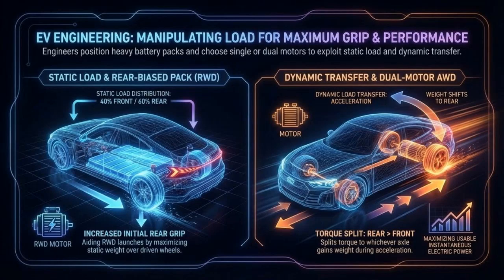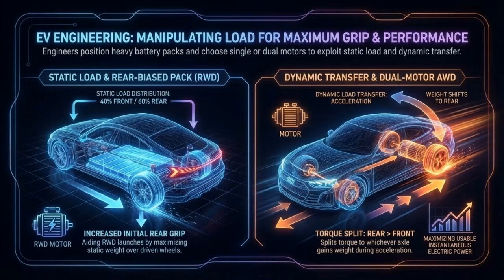Engineers carefully place the heavy battery pack and choose between single motor or dual motor layouts to control how weight sits on the vehicle at rest and how it shifts during acceleration. A rear bias battery layout increases rear axle load, giving more grip to the driven wheels and improving rear-wheel drive launches. With dual motor all-wheel drive, torque can be split between front and rear axles.